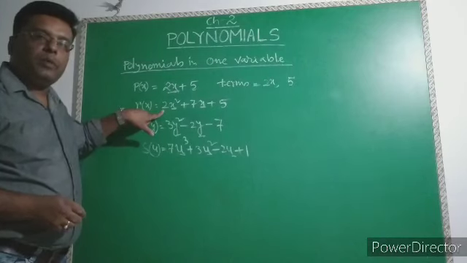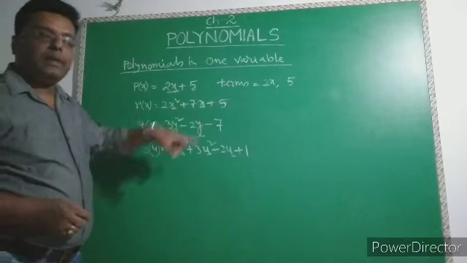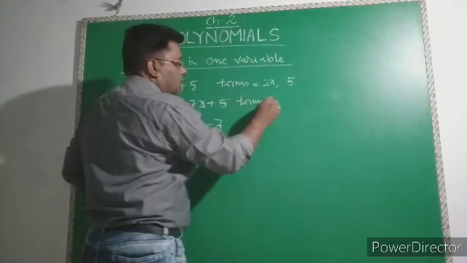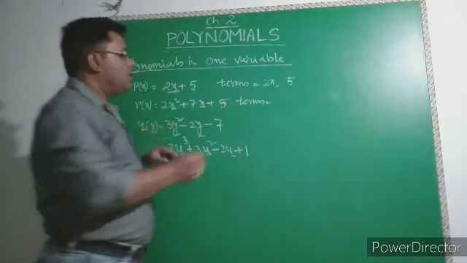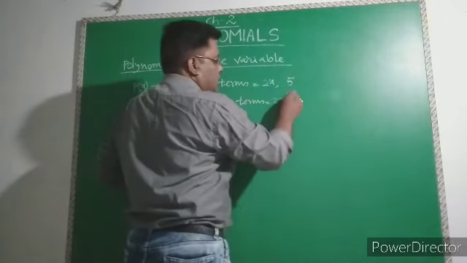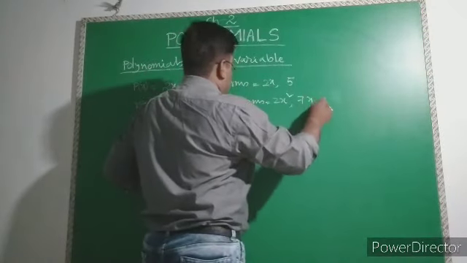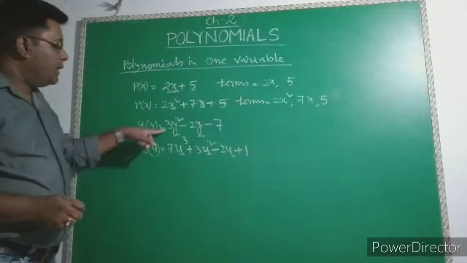Now in this polynomial, twice x square plus 7x plus 5, how many terms are there? In this polynomial, 3 terms are there. First one is twice x square, next 7x and 5.